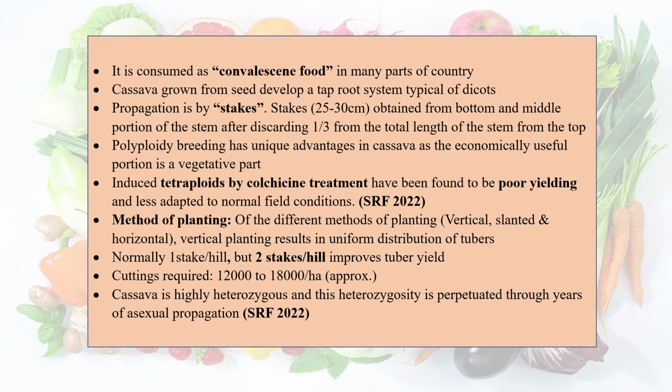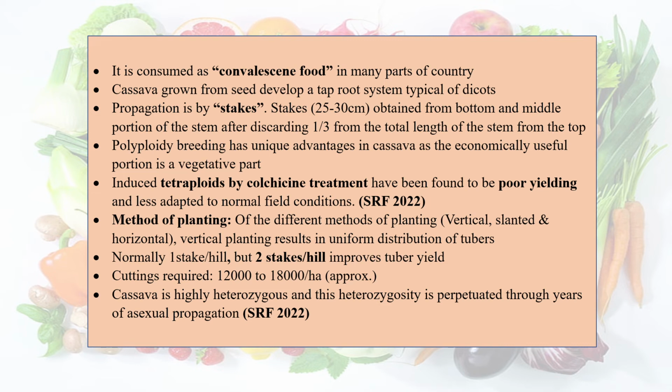Here, it is consumed as convalescent food. Actually, we include it in the Euphorbiaceae family, but we consume it mostly as convalescent food, meaning directly boiling and cooking like potatoes in many parts of the country. So it is called a staple food. Cassava grown from seed develops a taproot system typical of dicots.